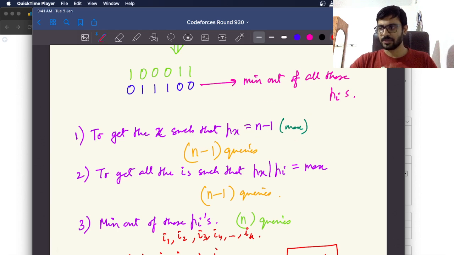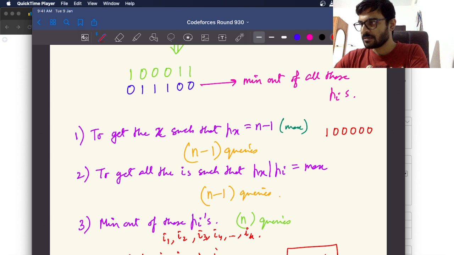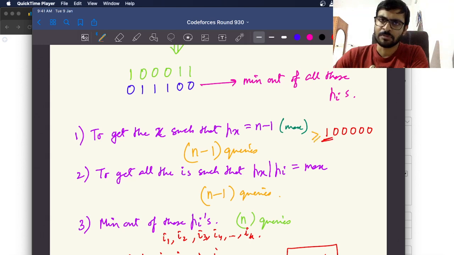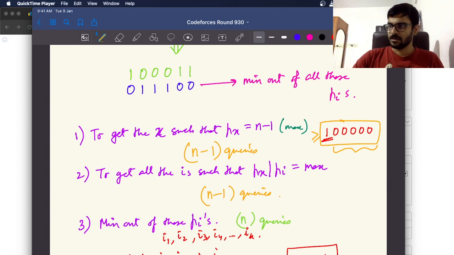You could have said, okay, if I know that the leftmost bit is something like this, 100000. Let's say this is the leftmost bit. Then any number greater than or equal to this would also solve my problem. I just need one number greater than or equal to this, and then I need the minimum number with this. That will basically give me the maximum OR with this. That is it. So if you get any number greater than or equal to this and less than or equal to the maximum, that will also solve your problem.